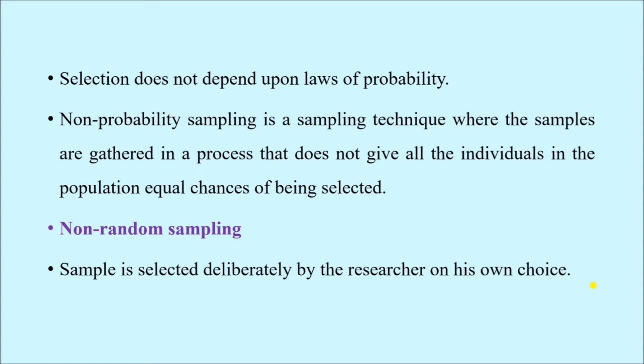Individual subjects in the given population are known as sampling units, which we learned from our previous video. Now, if all the sampling units do not have equal chance of being selected, it becomes a non-probability sampling. This is also known as non-random sampling, and the sample is sometimes selected deliberately by the researcher on his own choice. That means he can decide which subjects he is going to select as his sample.